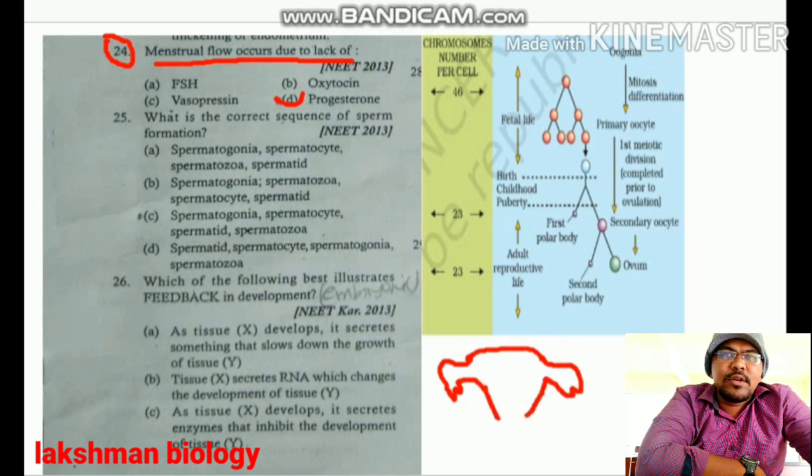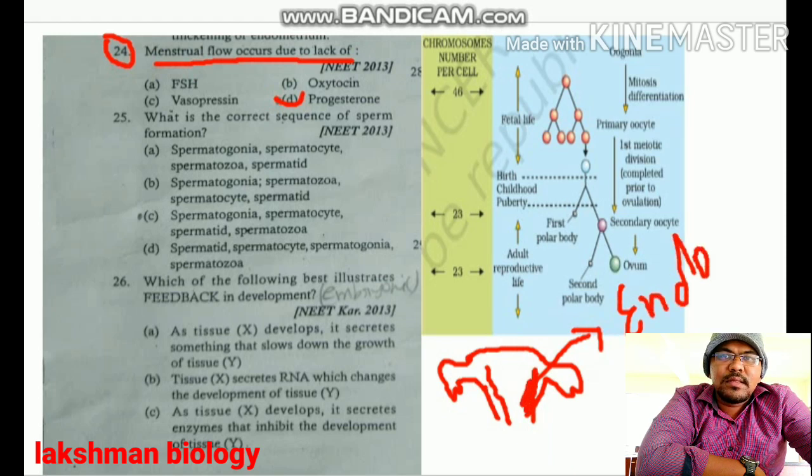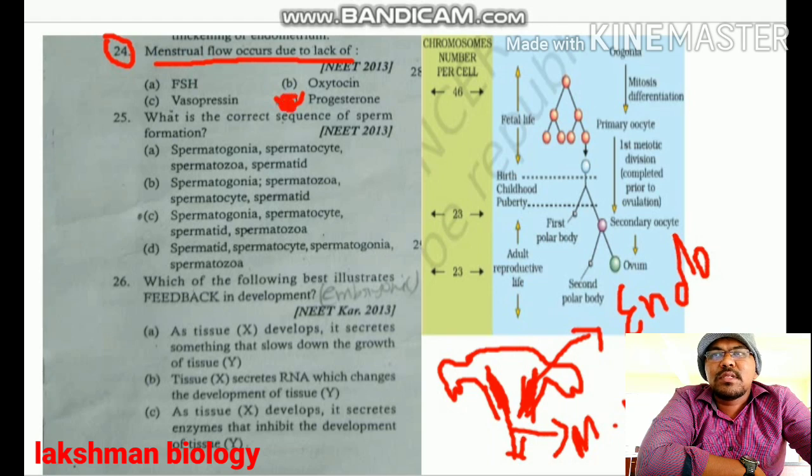If you see, this is the endometrium. The innermost layer of the uterus is called the endometrium. Here, what happened? This endometrium is maintained by the progesterone hormone. Because of lack of progesterone, this endometrium will be ruptured and come outside through the vagina. That is called menstrual flow. The menstrual flow is mainly because of lack of progesterone. Hence, for question number 24, option D is correct.